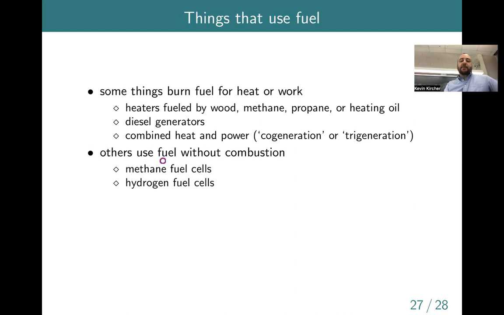And then there are things that use fuel that don't actually burn stuff. So fuel cells are one great example of that. A fuel cell basically takes in, typically a hydrocarbon or hydrogen, and then just does chemical reactions to produce usually electricity, sometimes heat, sometimes both.